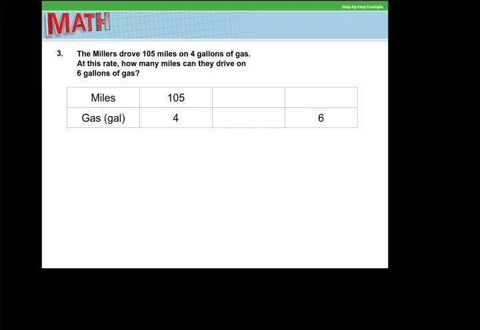Dividing 105 by 4 gives us 26.25 as our unit rate for 1. So for every 1 gallon of gas, they're going 26.25 miles. Now we can figure out how to get from 1 to 6, which is pretty easy. We're going to multiply by 6, and multiply by 6 there as well, and we're going to get 157.5 miles for 6 gallons of gas.